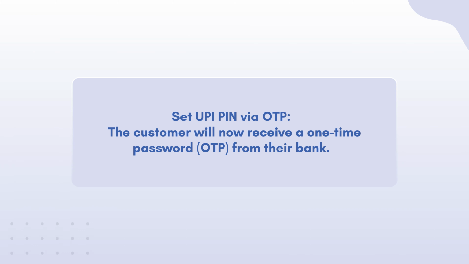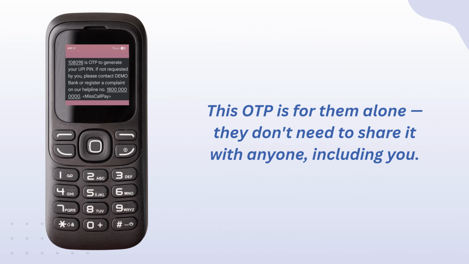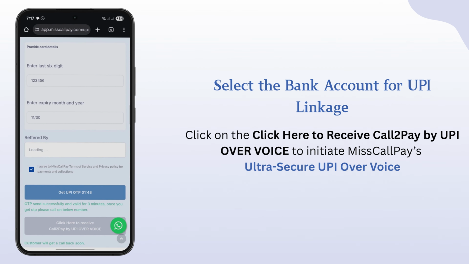Step 6. Set UPI PIN via OTP. The customer will now receive a one-time password, OTP, from their bank. This OTP is for them alone. They don't need to share it with anyone, including you. They'll use this OTP in the next step on a secure voice call to set their UPI PIN using their phone keypad.